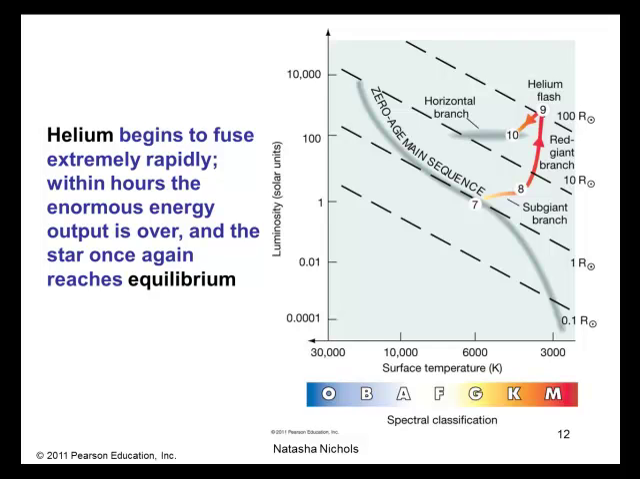Helium begins to fuse extremely rapidly. Within hours, the enormous energy output is over, and the star once again reaches equilibrium. So a large increase in luminosity occurs as the star ascends the red giant branch, ending in the helium flash that you see there on stage 9. The star then settles down into another equilibrium state at stage 10, which we call the horizontal branch.